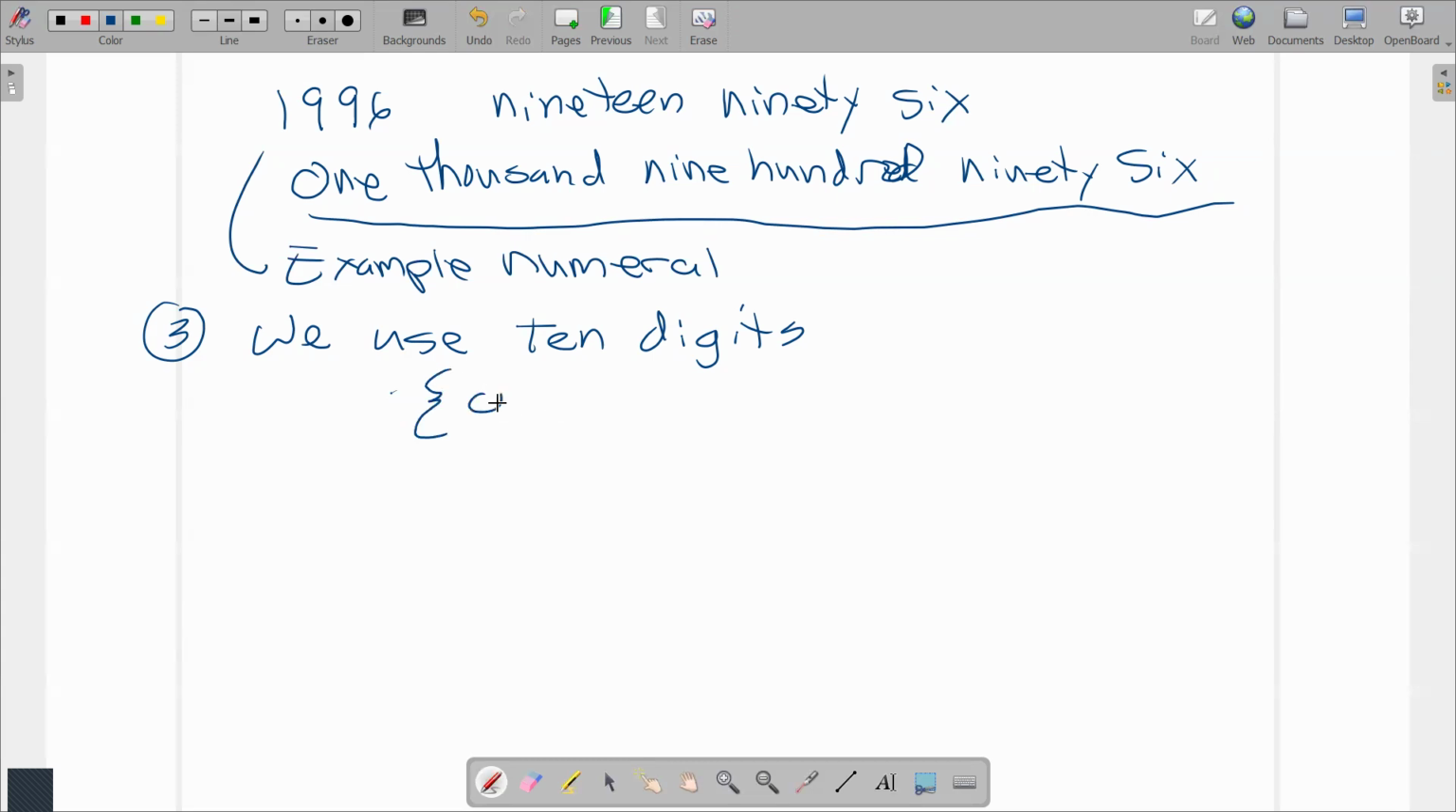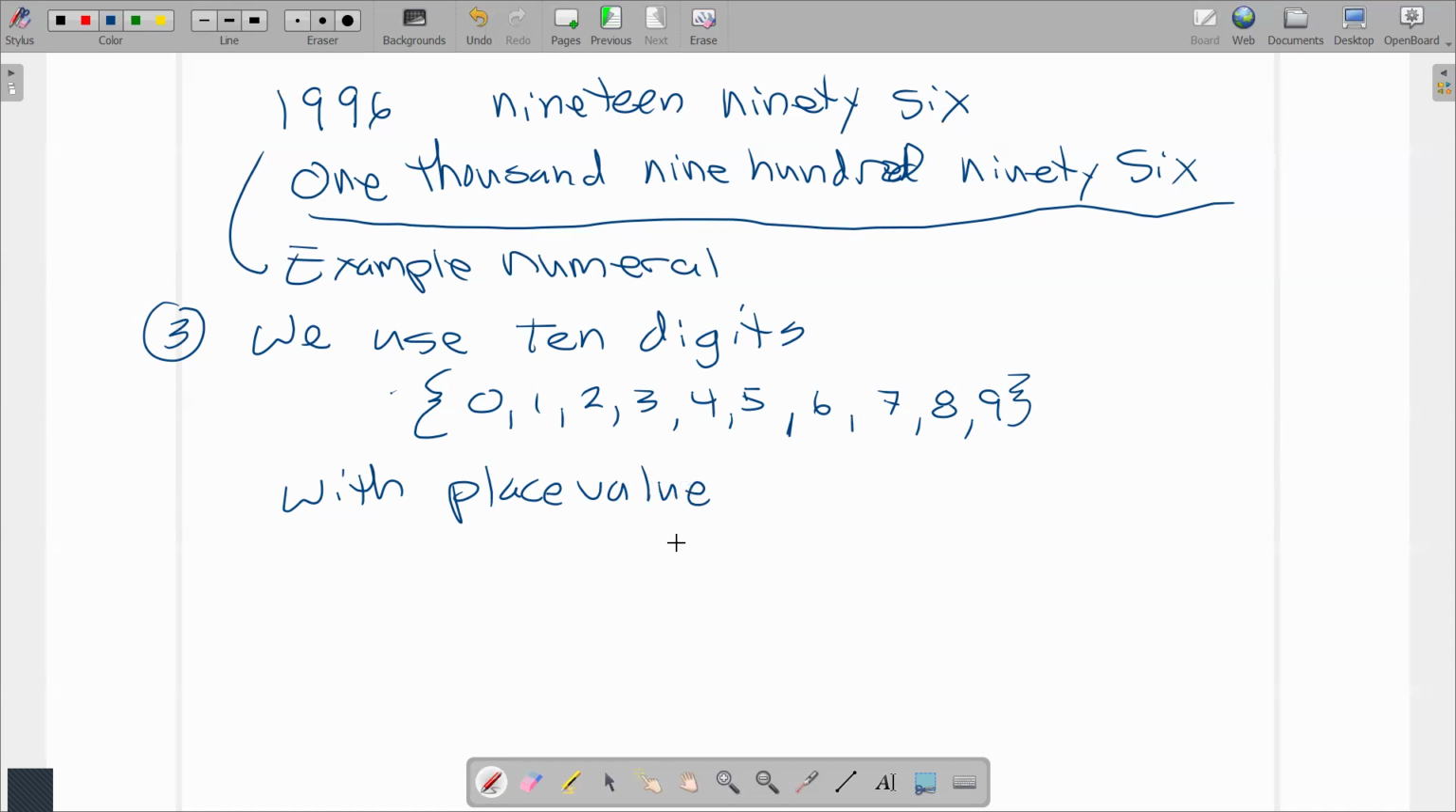That's better. They are the set 0, 1, 2, 3, 4, 5, 6, 7, 8, and 9. There isn't a single digit for 10. It's 1, 0. Because then we switch to place value. So in our number system, we use digits with place value. So there's hidden meaning. And it takes kids a while to get used to that. Place value means each position has a separate meaning.